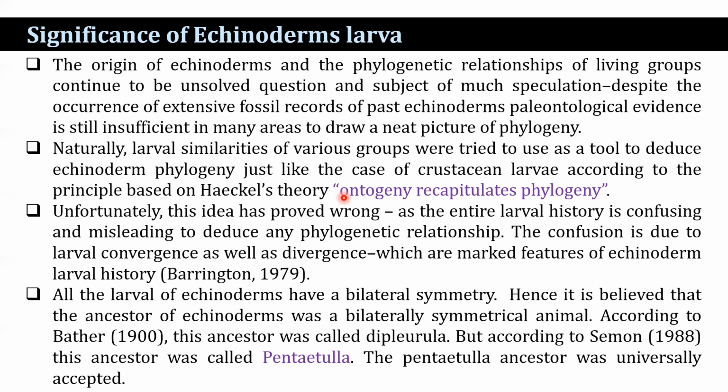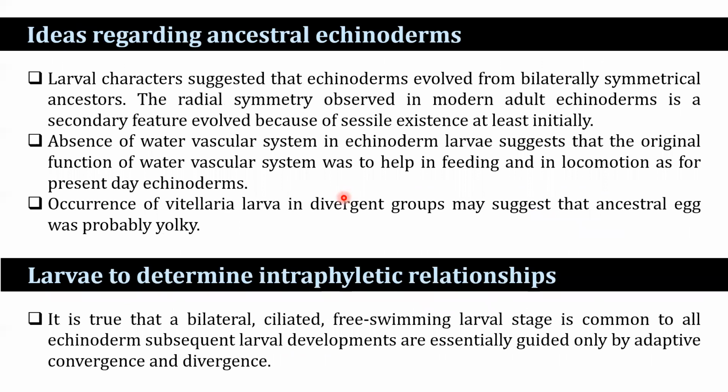As I have already mentioned, it is believed that different types of echinoderm larvae have probably evolved from a basic, hypothetical larva, the Dipleurula larva. Now, according to Semon, 1888, this ancestor was called Pentactula. The Pentactula ancestor was universally accepted. A brief survey of the modern views regarding the significance of echinoderm larvae can be categorized into two ideas. What are the ideas? First, the idea regarding ancestral echinoderms.